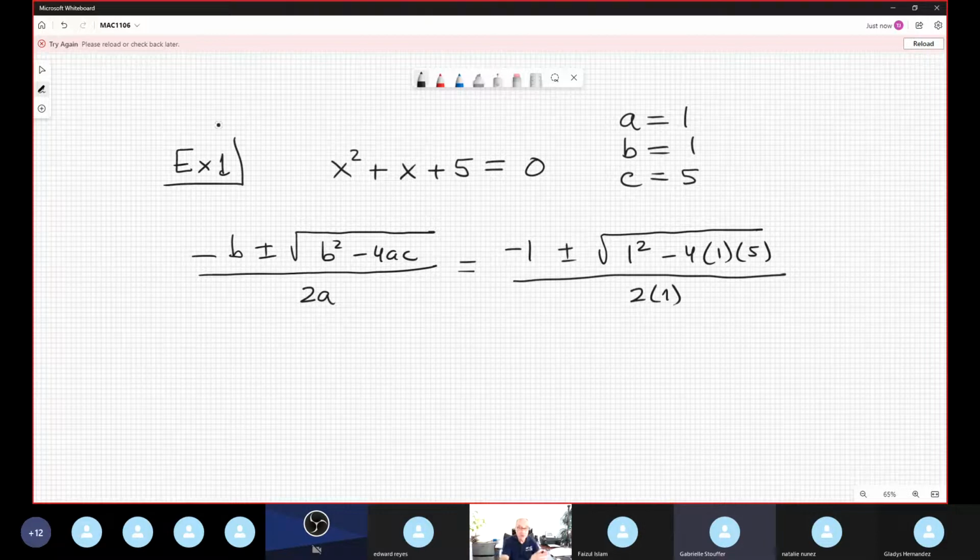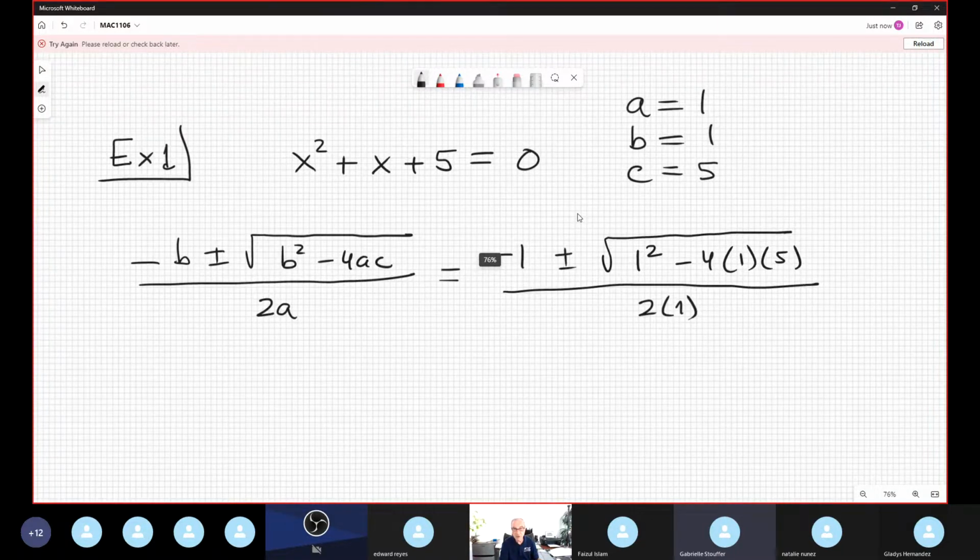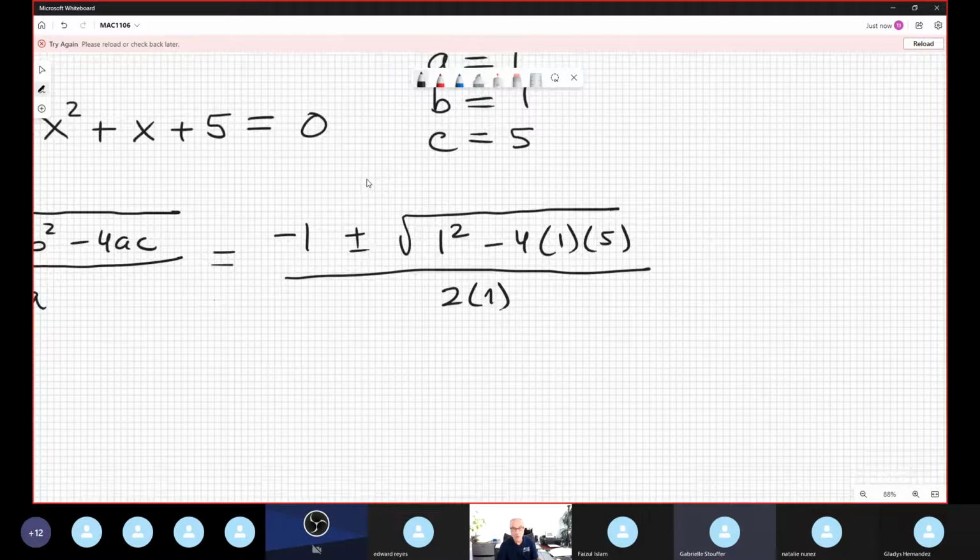This is my way, guys. You just replace a, b, and c into the quadratic formula. Don't do any operation yet because I don't want to confuse myself. Now I focus on this expression and apply the order of operations. The operation inside the radical is the highest priority. Why? Because the radical works similar to parentheses. So now, this is 1 squared, which is 1, minus 4 times 1 times 5, which is 20, giving negative 19.